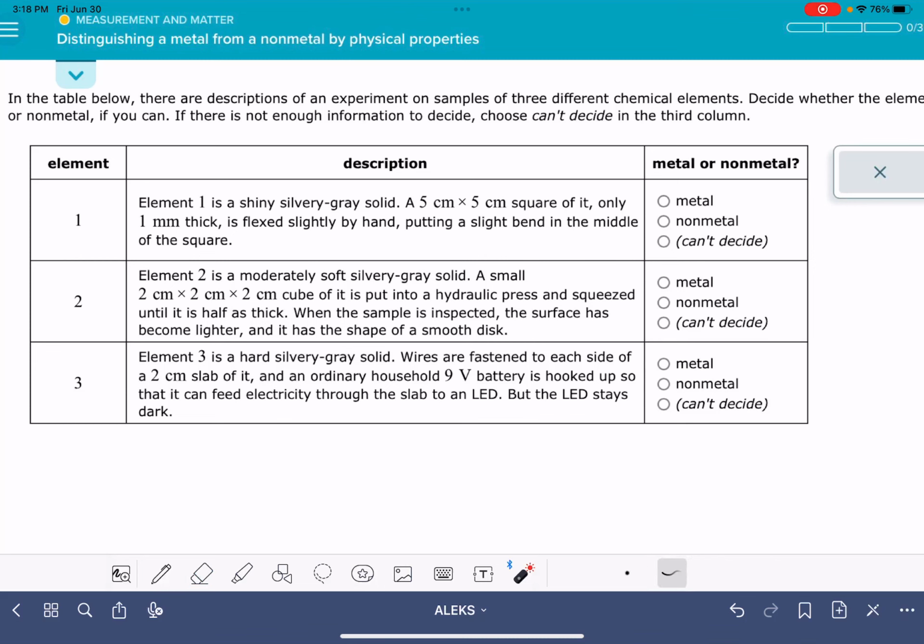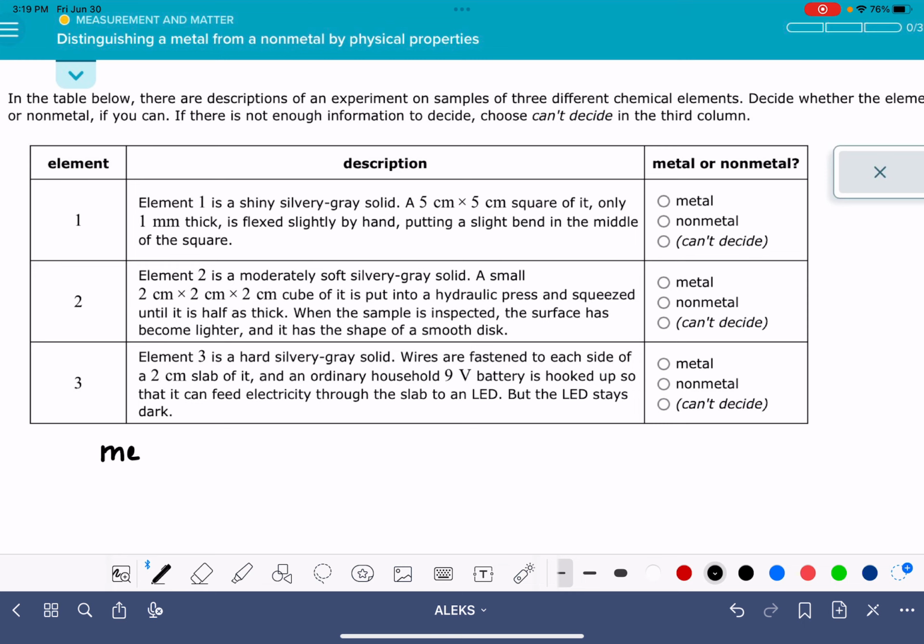In this video, I'll give you some tips for the ALEKS problem called distinguishing a metal from a nonmetal by physical properties. In this problem, you're going to have a description of an element, and your job is to decide if the description applies to either a metal or a nonmetal. There are going to be some situations where you're not going to be able to tell based on the description, so you're going to want to check can't decide.